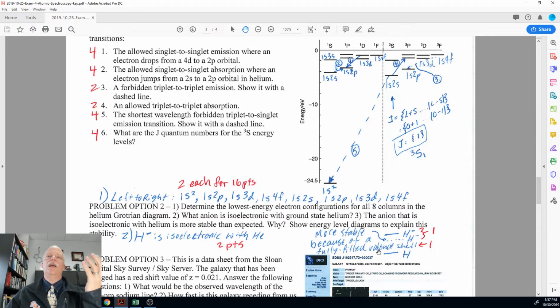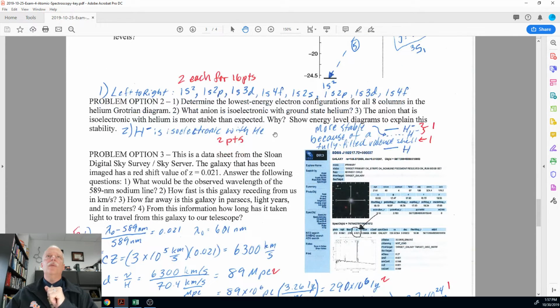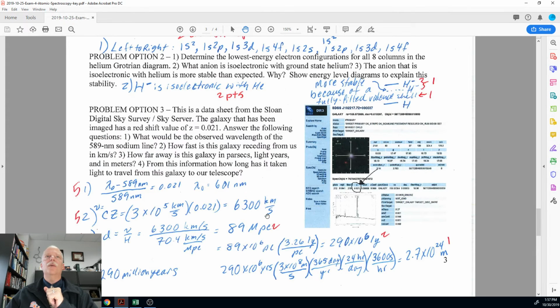And I was looking for you to use energy level diagrams to show what you might expect for that energy, and that it's more stable because of a fully filled valence shell. So if you used an energy level diagram of any sort to explain your answer, you got 1 point. And if you had this stability issue with the fully filled valence shell, that was worth another point. So that was problem number 2, pretty simple problem, if you remembered the types of electron configurations from the Grotrian diagram in class.